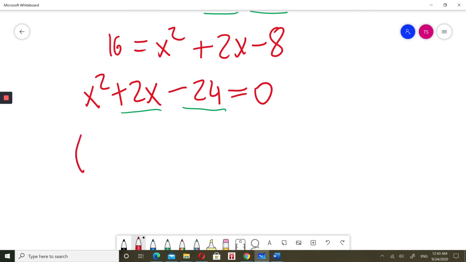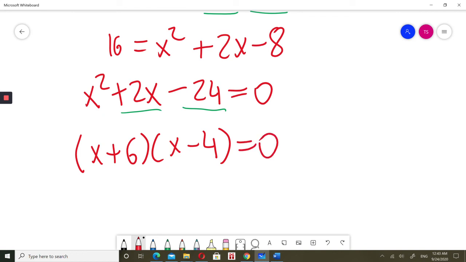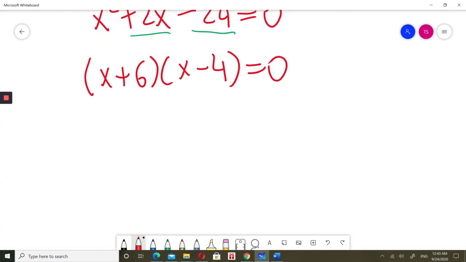So quickly, x plus 6 times x minus 4. This is equal to 0. It's good to check for a second. x squared, correct. Then 6x minus 4x is 2x, correct. Then 6 times negative 4 is negative 24. And then I'm sure I factorized this correctly. It's always good to check when you do it.